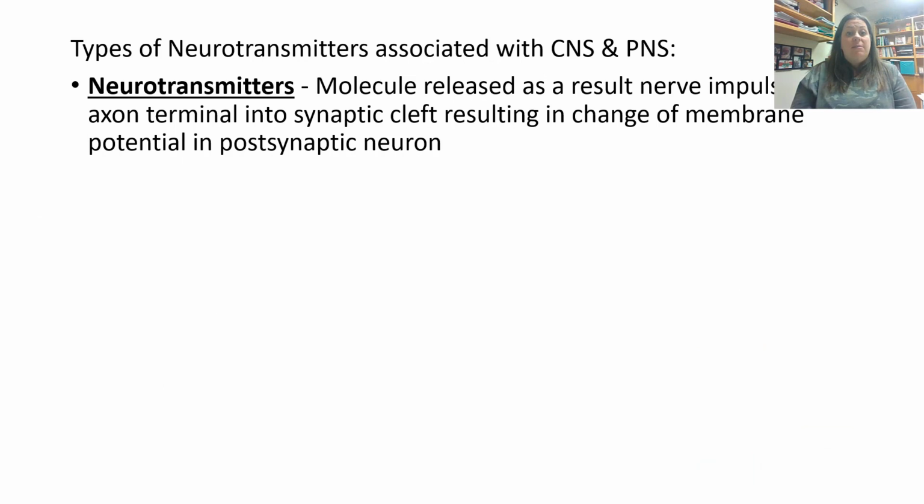So let's talk a little bit about some of these neurotransmitters that are associated with the central nervous system and the peripheral nervous system. So neurotransmitters are molecules that are released as a result of nerve impulses from the axon terminal. Remember, they are going to diffuse across that synaptic cleft, and they are going to potentially talk to the postsynaptic neuron as long as the postsynaptic neuron has a receptor for it.